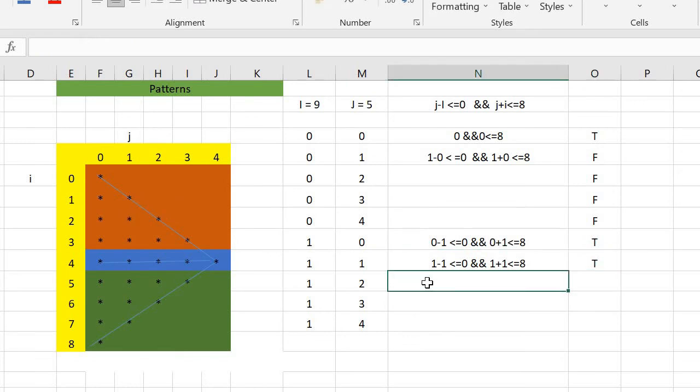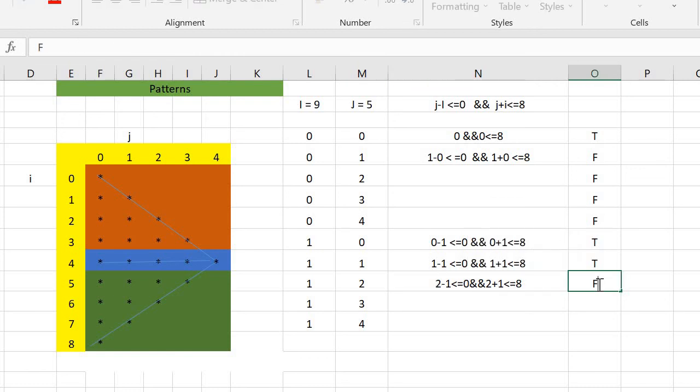Move on to the next equation. 2 minus 1, that is 1. Less than or equal to 0? The condition is false. And 2 plus 1 is less than or equal to 8. Because the initial condition is not true, therefore it will be printing it as false. Right? And the same procedure will go on. Hope you guys have got the logical part of it.